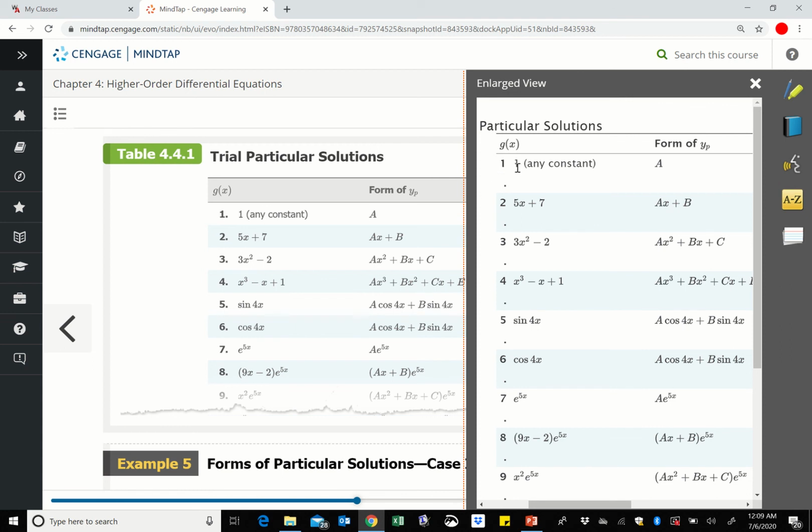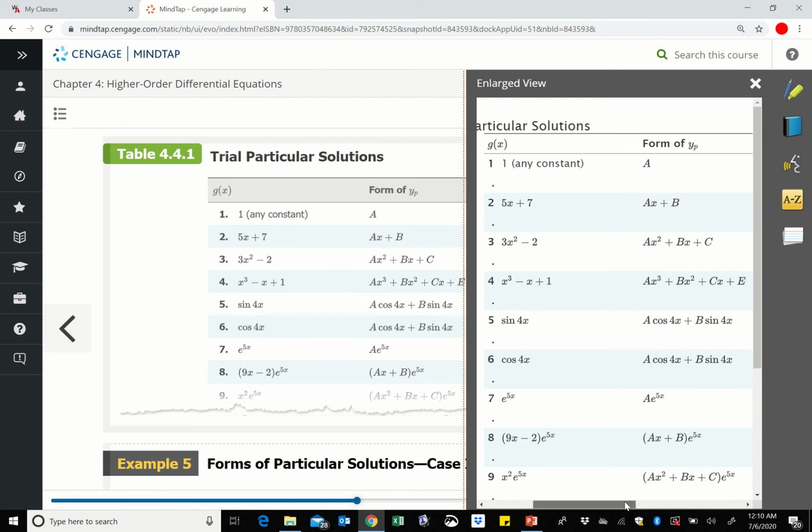So if the differential equation's right-hand side is just a constant, then assume that the particular solution itself would be a constant. Okay, so if you have a number like 3, 7, or 8, assume that y sub p is going to be a constant. If the right-hand side is a polynomial, so if g of x is a polynomial, then assume y sub p is going to be a polynomial of that degree.